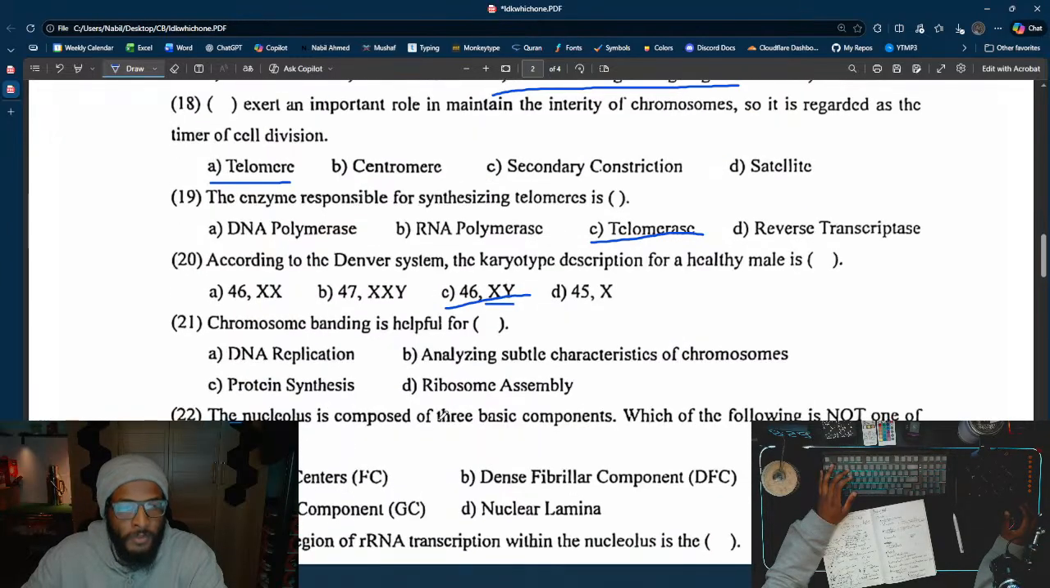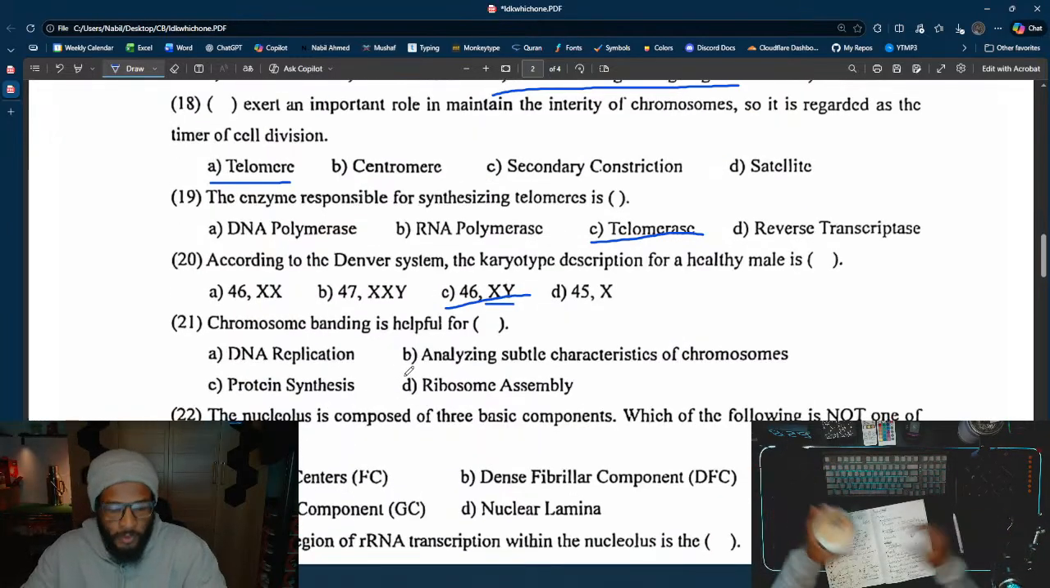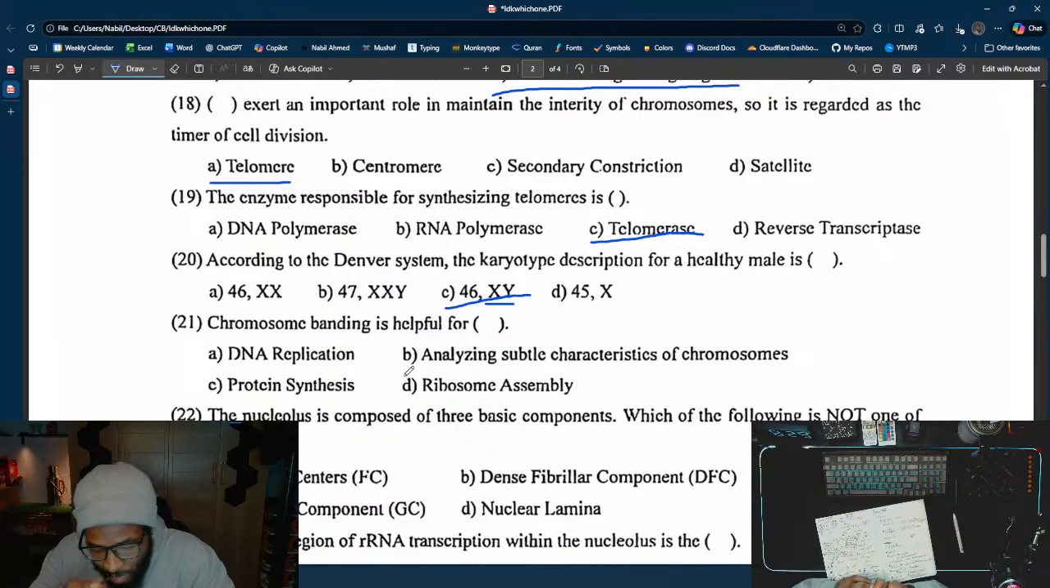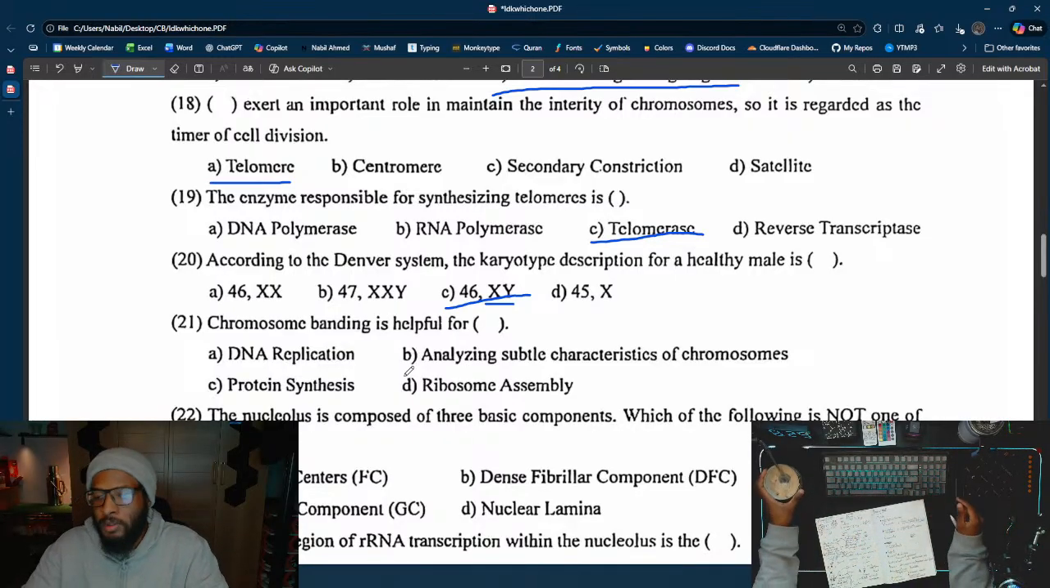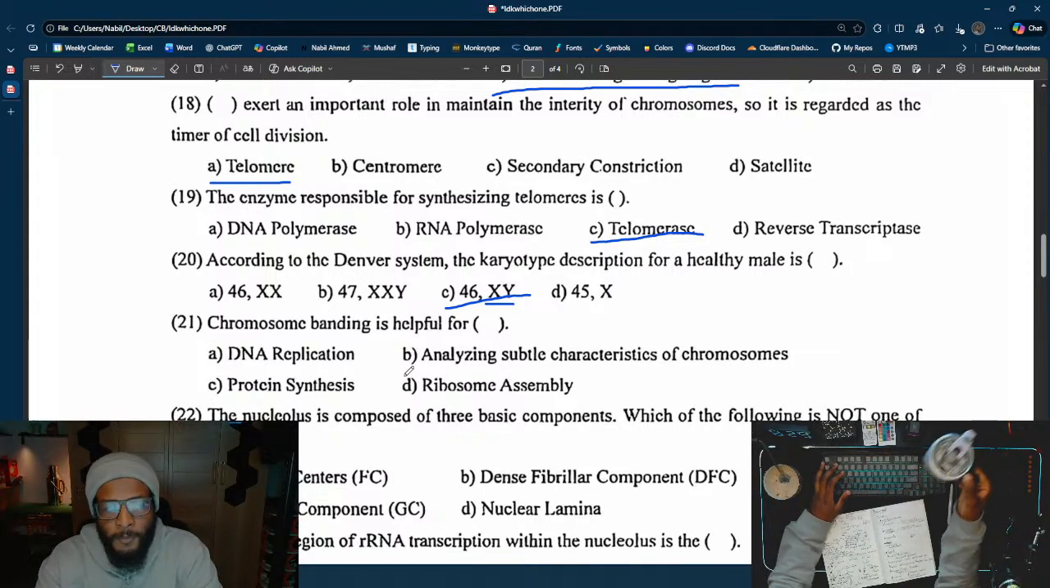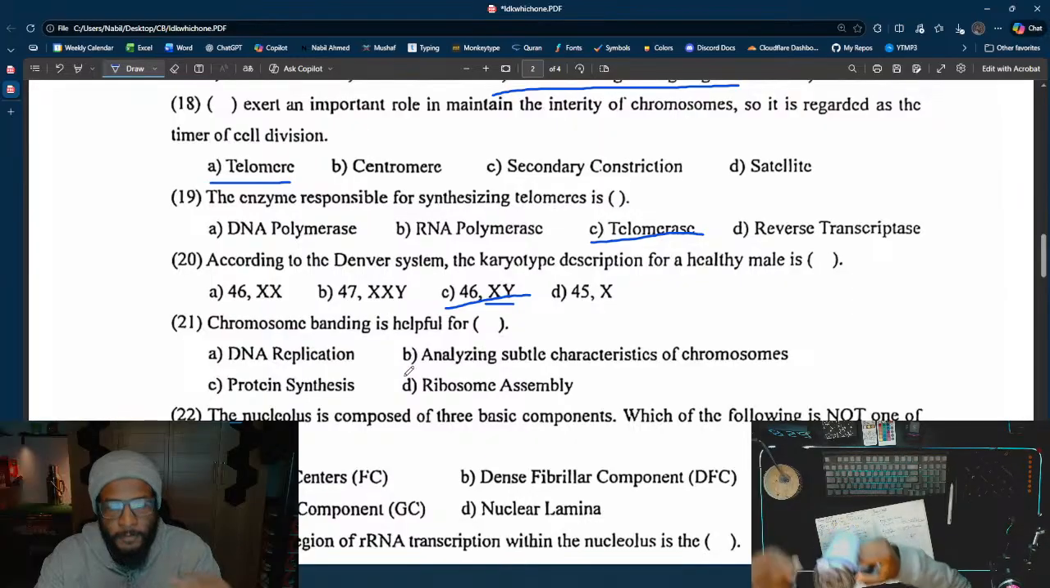Looks like 46 chromosomes. Alright, if anyone is wondering what I'm having right now, it's oatmeal along with some coffee.